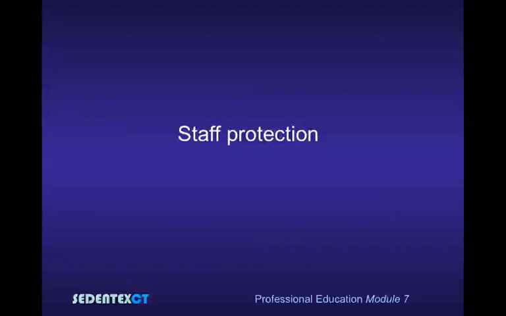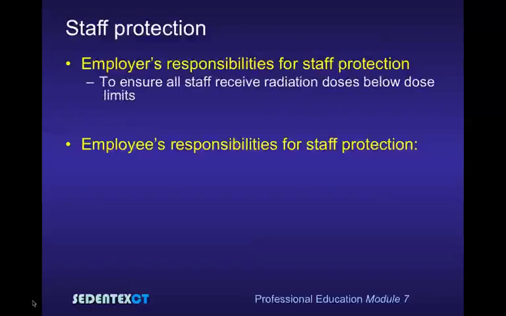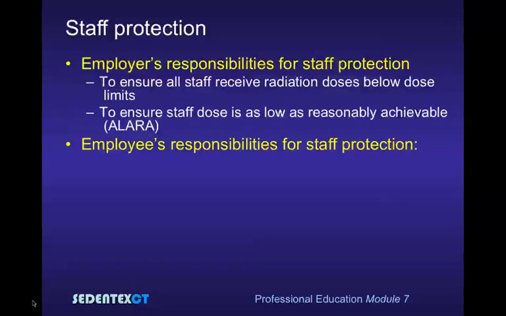Having looked at patient protection, let's now move on to protection of staff. The employer's responsibilities for staff protection are twofold. First, to ensure that all staff receive radiation doses below dose limits, and second, to ensure staff dose is as low as reasonably achievable, the ALARA principle.